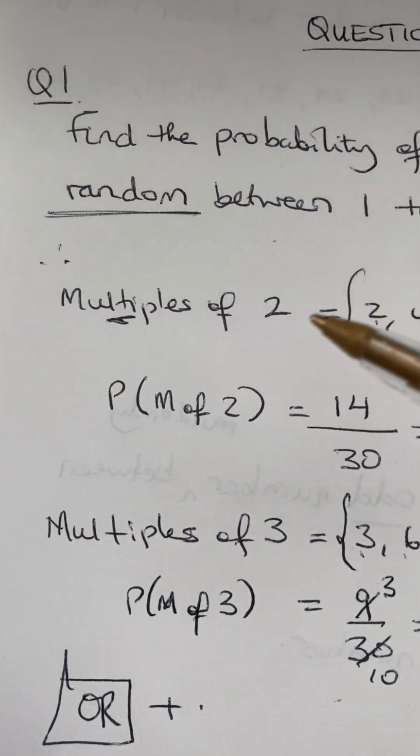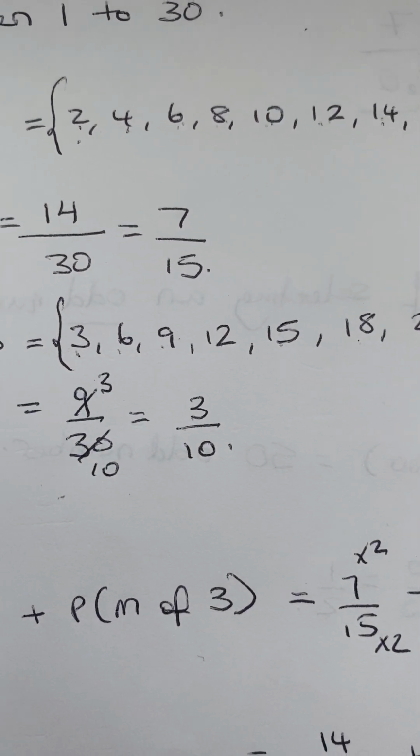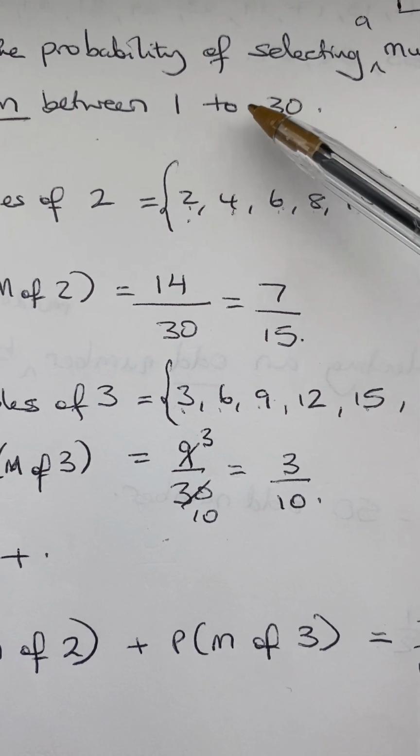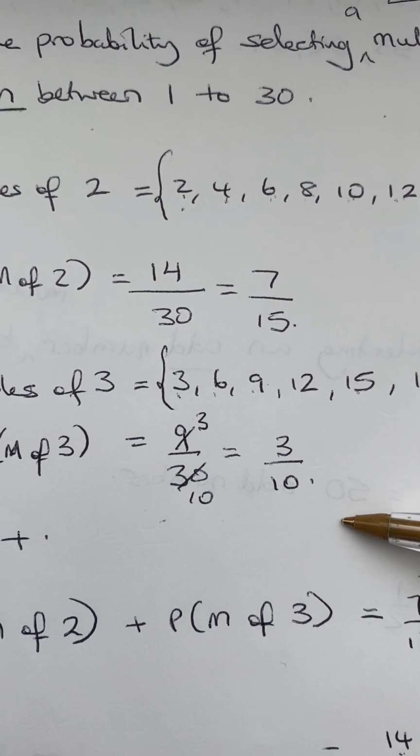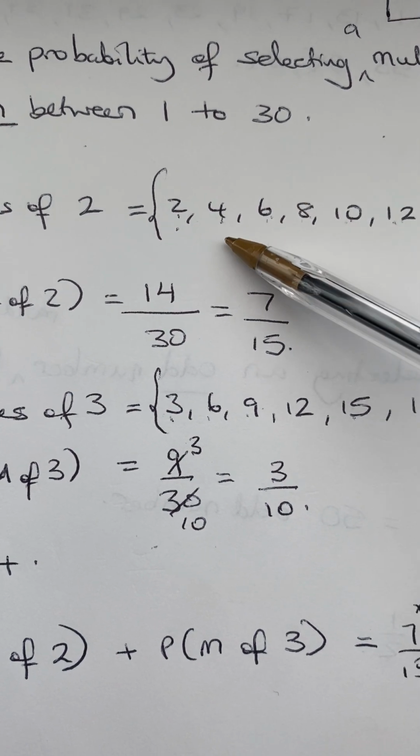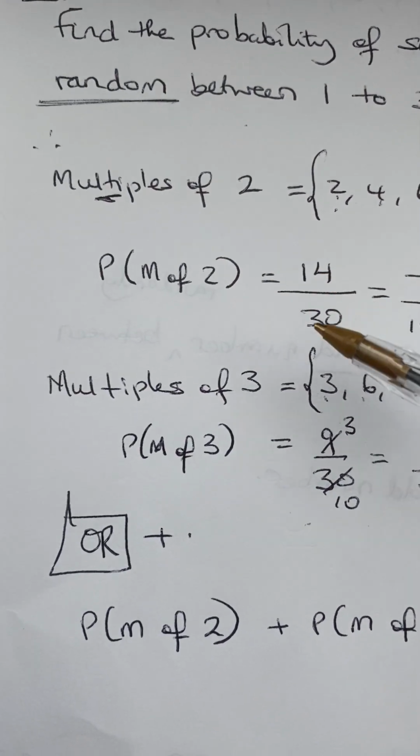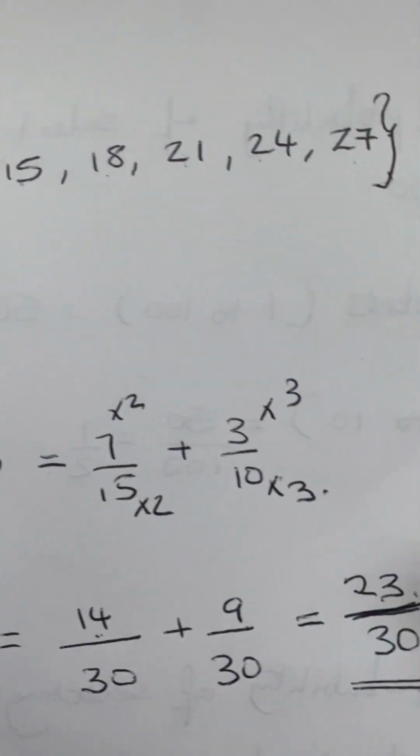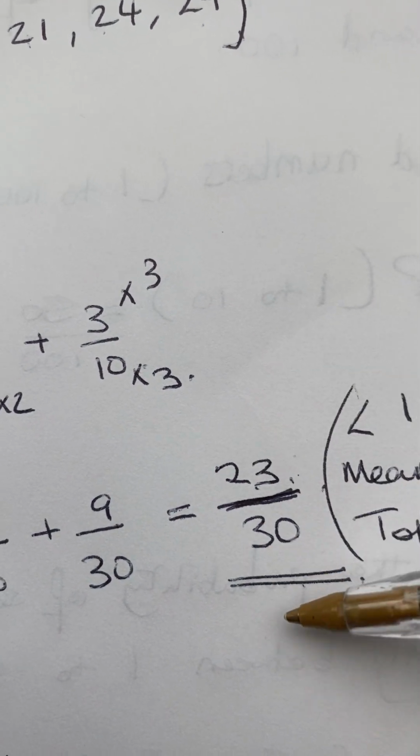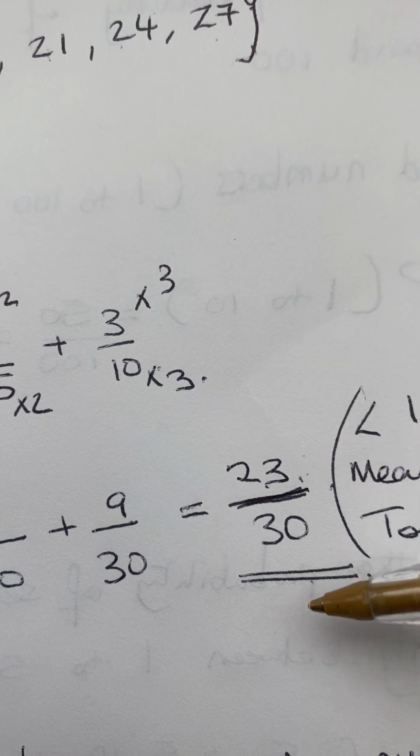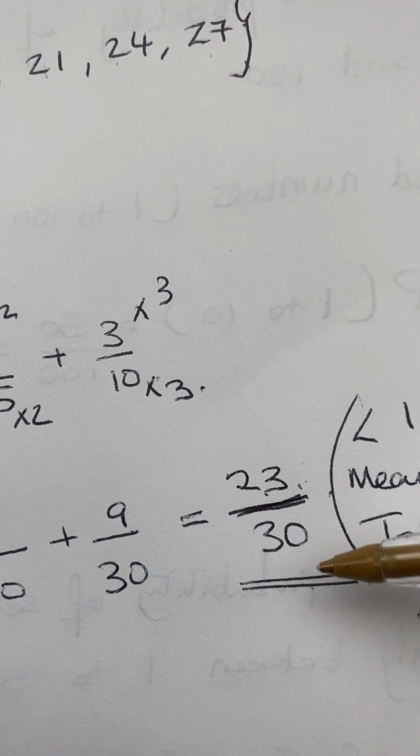So we list the multiples of 2, the multiples of 3, and then we know that the total number between 1 and 30 is 30. So we list that, and then we have a total of 23 multiples of 2 and multiples of 3. So our answer is 23 out of 30, and it's less than 1. Because this is a proper fraction, it's not a top heavy fraction, so that's how we know it's less than 1.